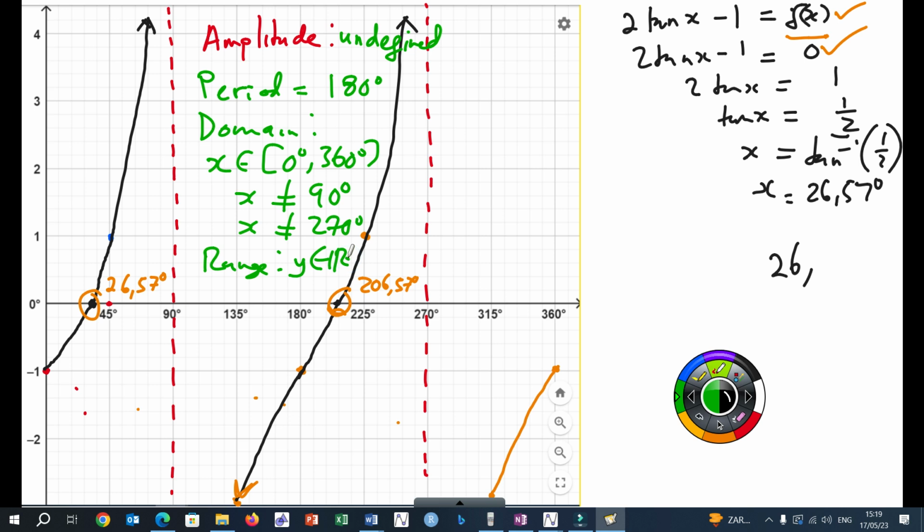Now, can I have your attention? With regard to the properties of a tan graph, they are the same for any tan graph in grade 10. These four properties, take note which properties I'm talking about: amplitude, period, domain, range. They never change.